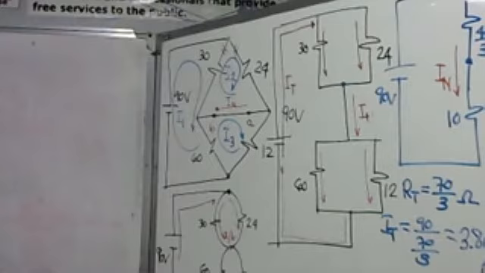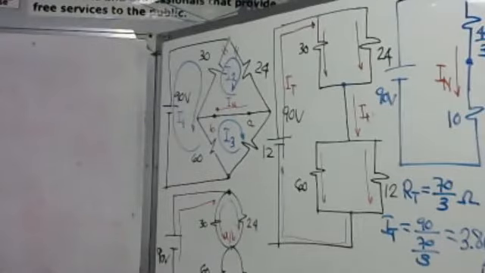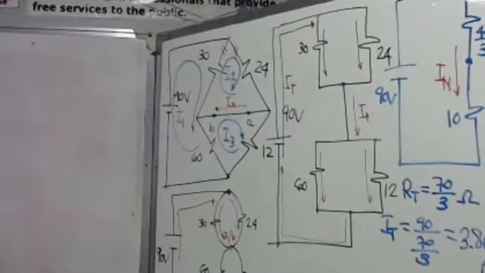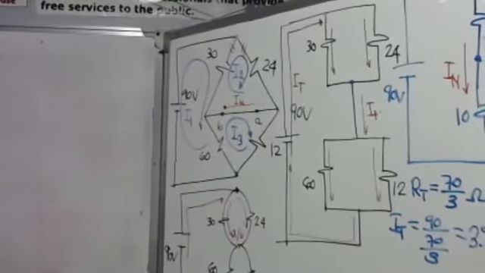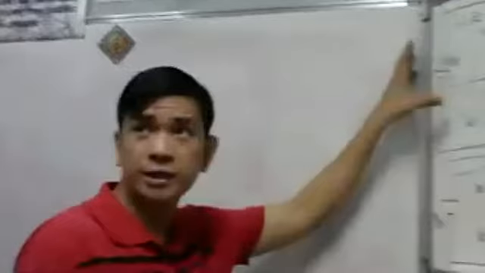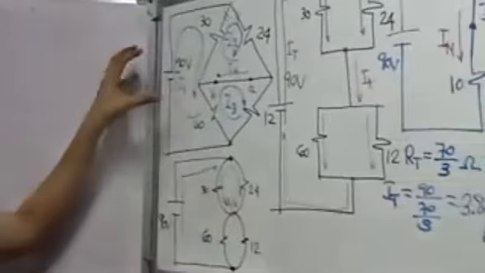So, by Maxwell's mesh method, I call this the triple M, no? The Maxwell's mesh method, the triple M. That is actually the mesh analysis. At loop 1, what is our equation for loop 1? Take a look here at our equation.